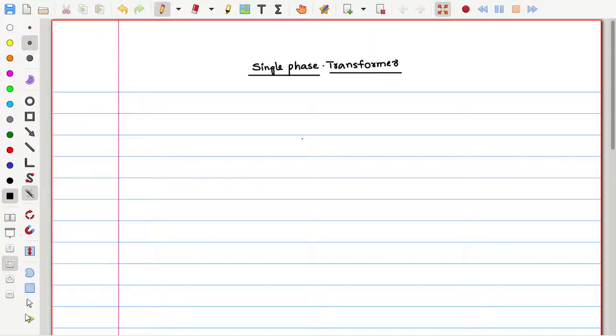So let us see today one new topic, which is single phase transformer. This is one of the most important devices in electrical systems. First let us have some background about this device, and after that I will introduce what exactly a single phase transformer is, and what its function is.